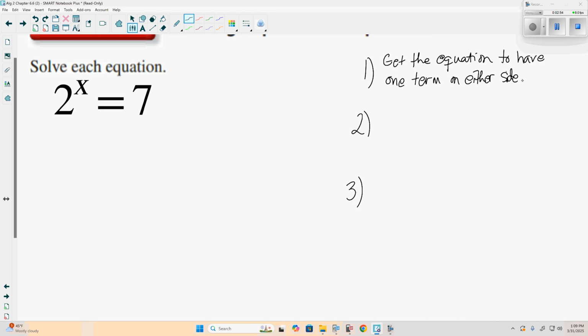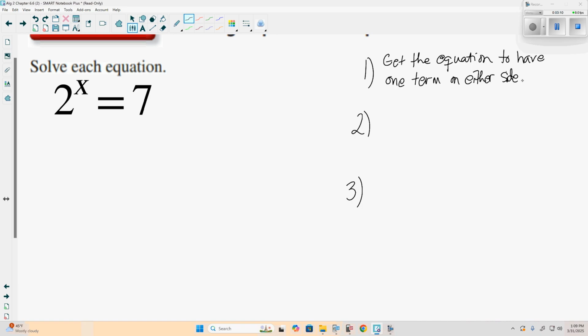Either a log on one side, one log term, and a number on the other, or one number to a power and another number. We just need one term on either side. That's our first main step, and the first main thing we want to do.